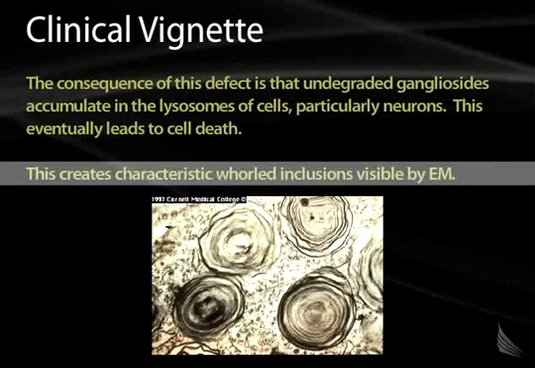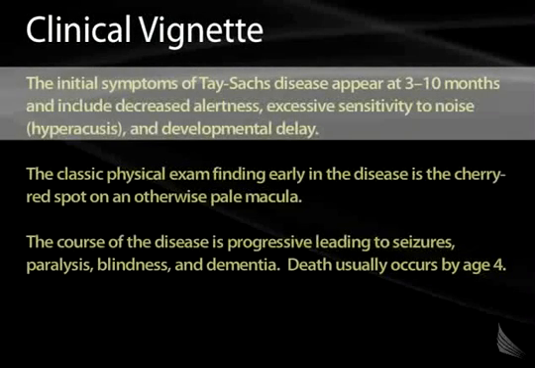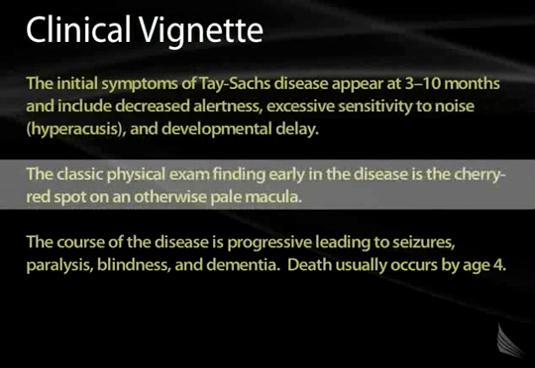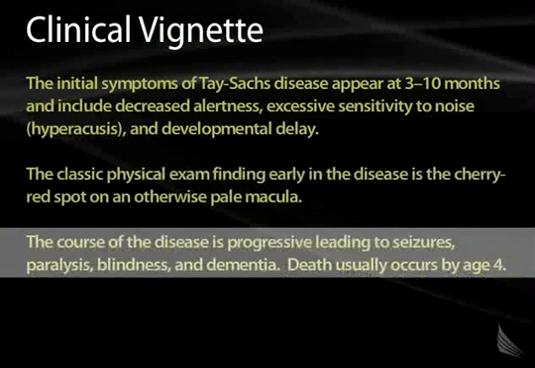There's a characteristic feature that you see on electron microscopy, which is these whorled inclusions in the lysosomes, which are aggregations of undigested gangliosides. The initial symptoms of Tay-Sachs disease appear at about 3 to 10 months and include decreased alertness, excessive sensitivity to noise, which is called hyperacusis, that we described before, and developmental delay. The classic physical exam finding early in the disease is that cherry red spot on the macula by fundoscopic exam. The course of the disease is progressive. They have seizures, paralysis, blindness, and dementia. They usually die by the age of 4.